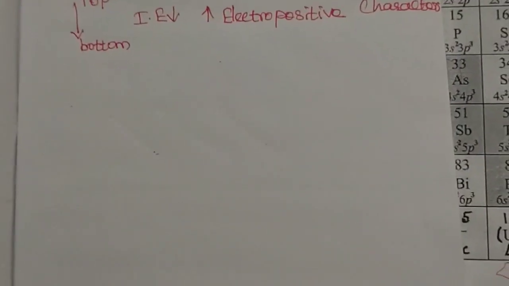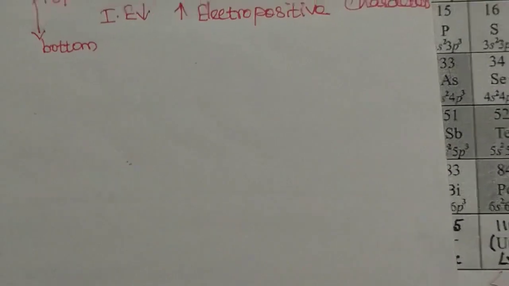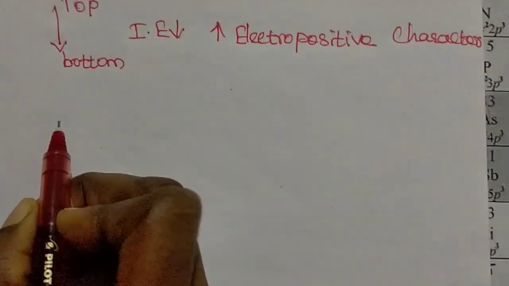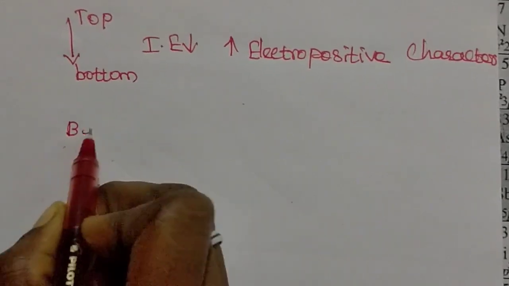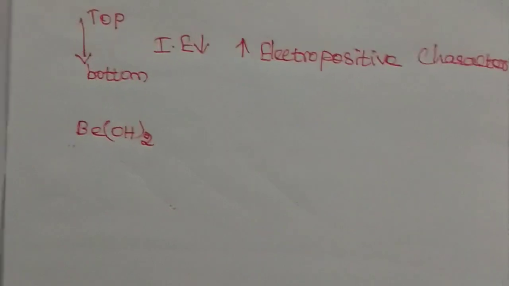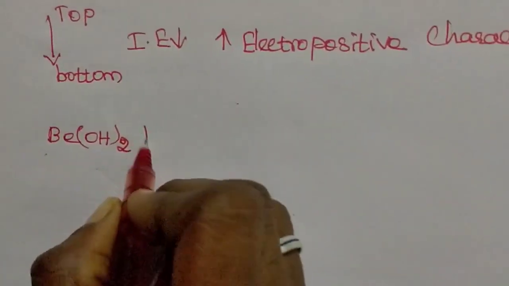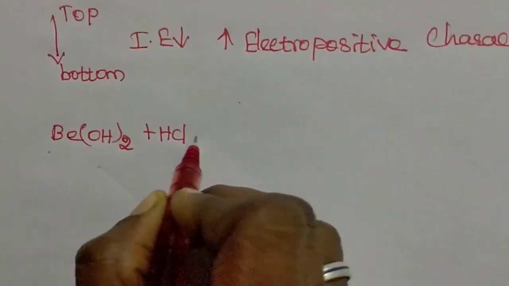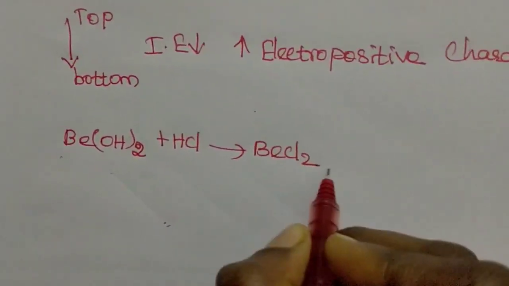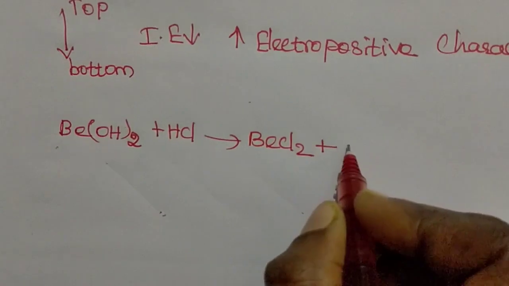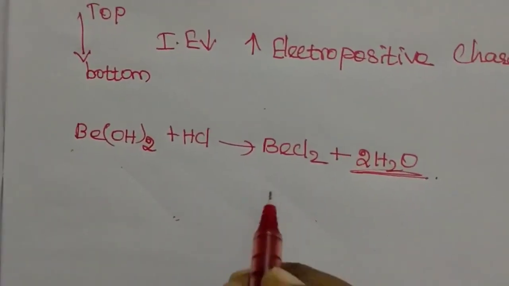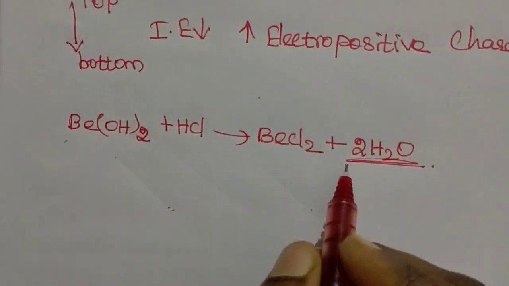For example, beryllium hydroxide. When you treat this with hydrochloric acid, it produces BeCl2, beryllium chloride, with 2H2O, 2 molecules of water and 1 molecule of beryllium chloride.